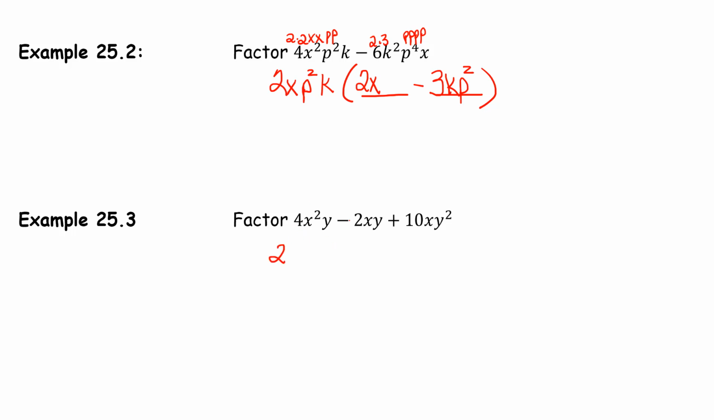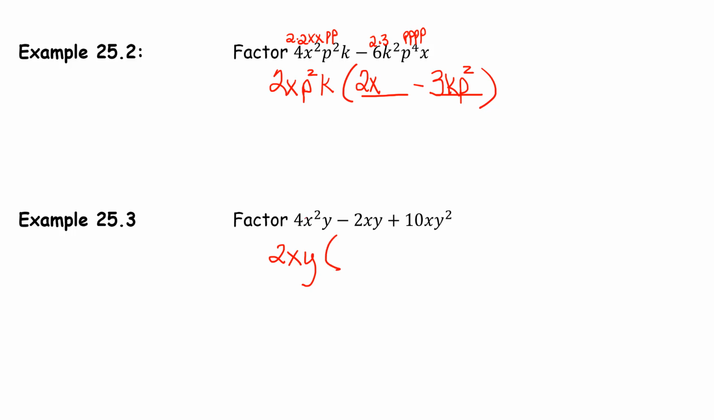Then we've got x squared, x, and x. So they each have 1 x, although the first one has 2, but we've got to only choose what they all share. Common means they all share them. Y, y, and y squared. So there is a factor of y in each one.